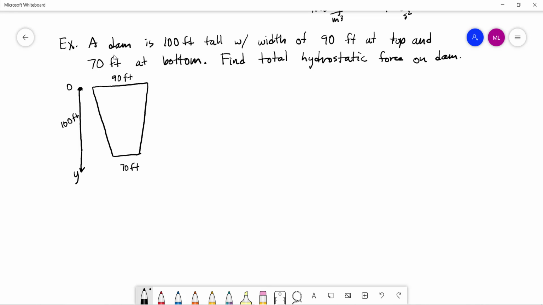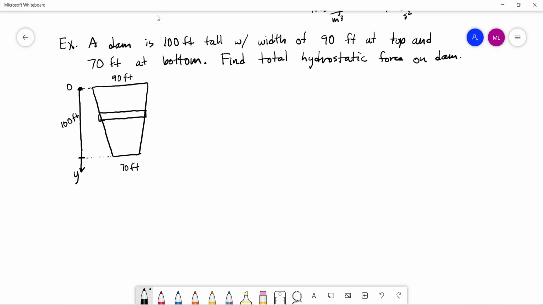Again, the positive y direction is going to be down, and this distance right here is what I'm calling my 100 feet, down to that mark. So again, what I want to do is take a little slice of the dam and figure out what is the force exerted by this one little slice. There's a couple of different ways we can do this.